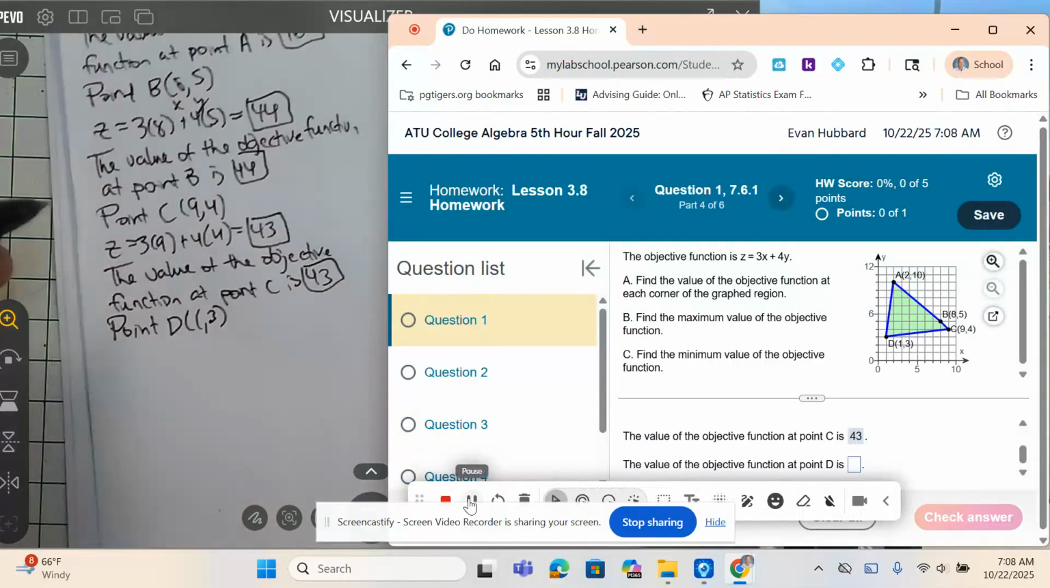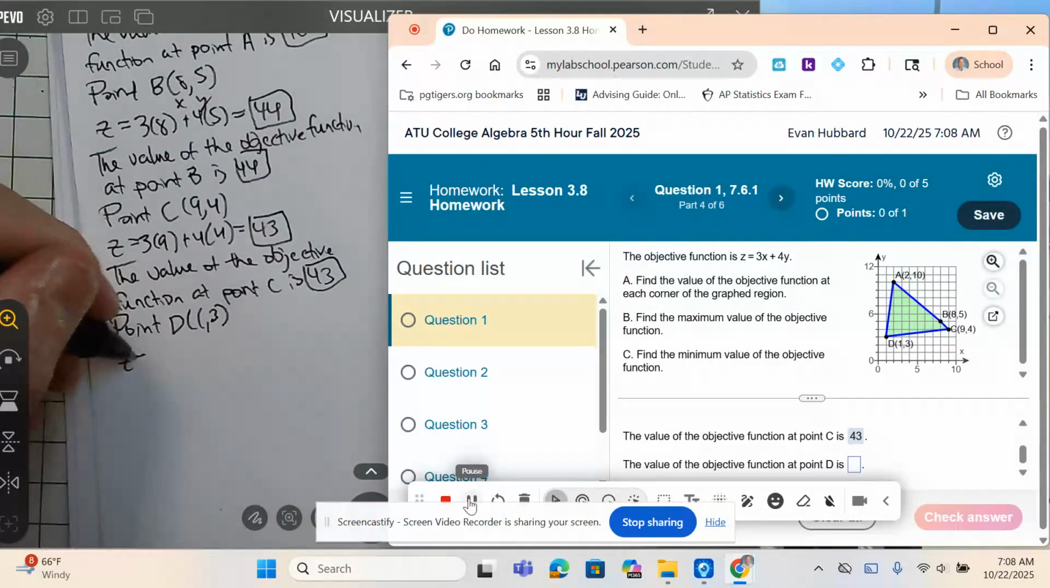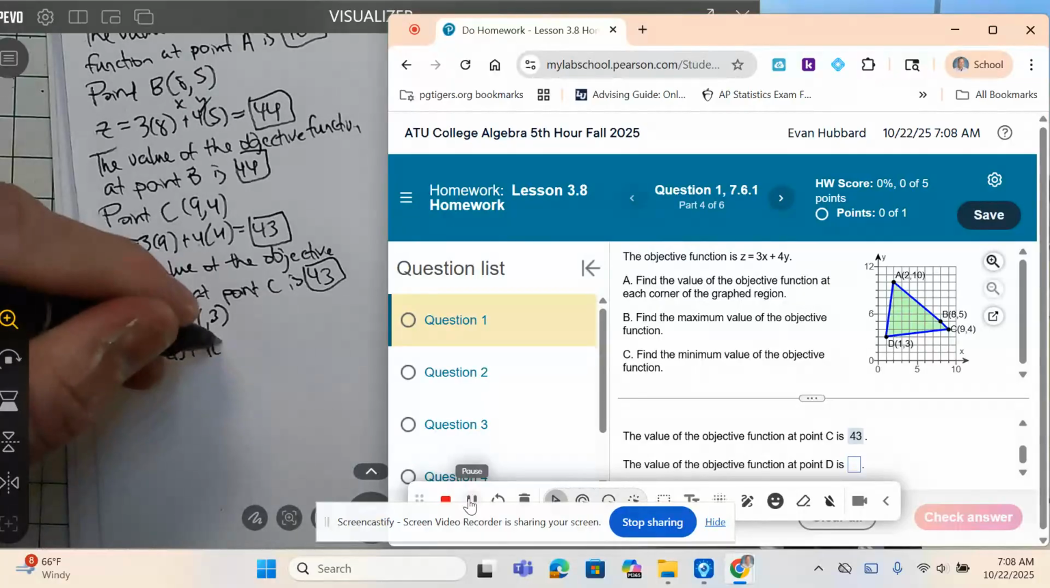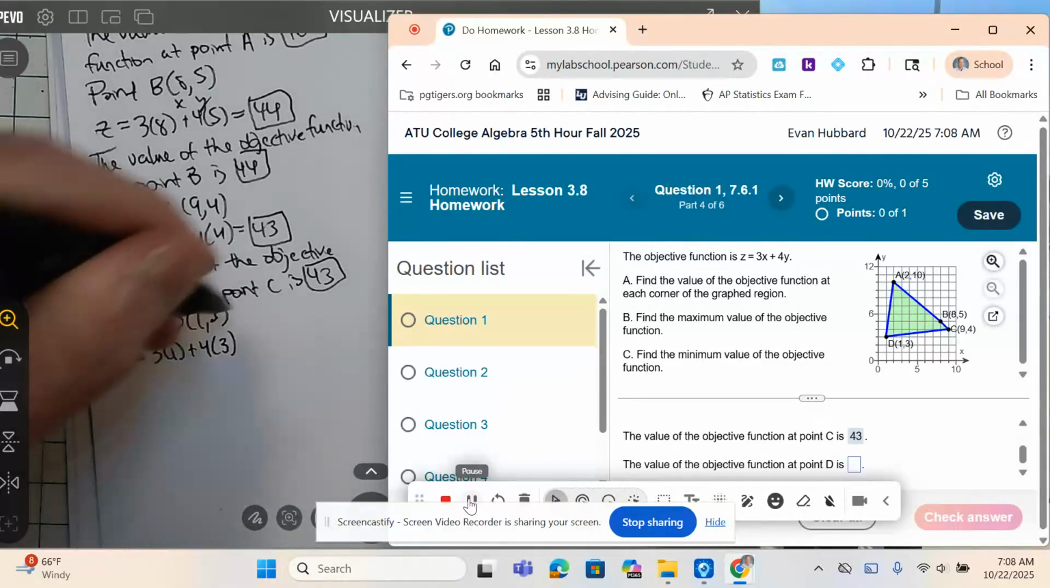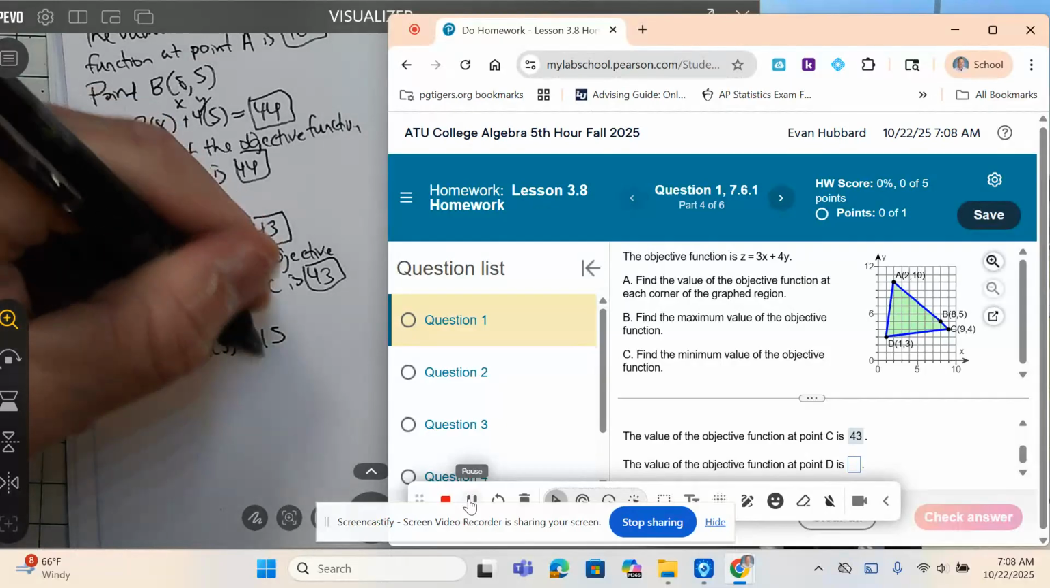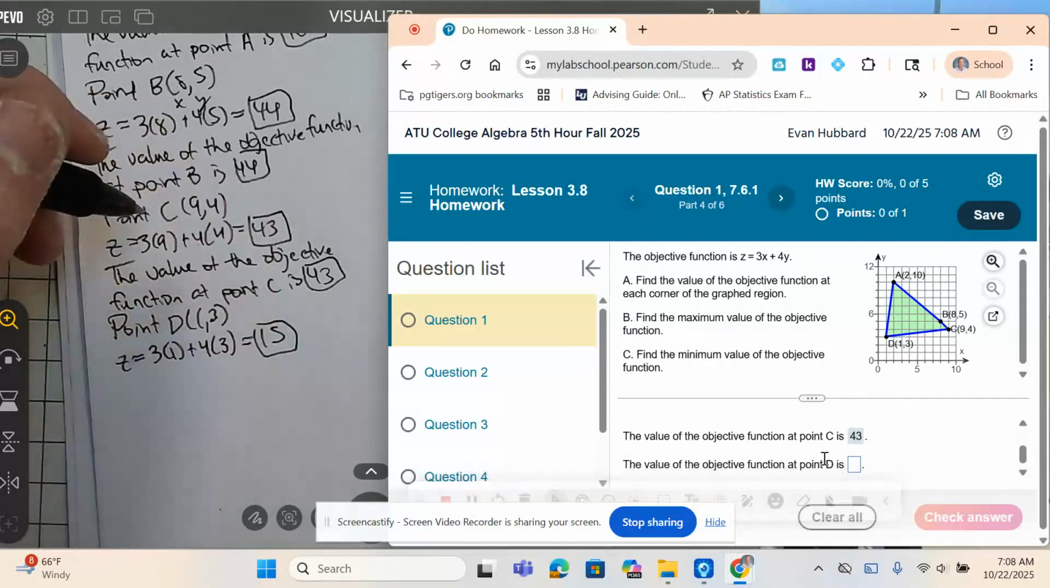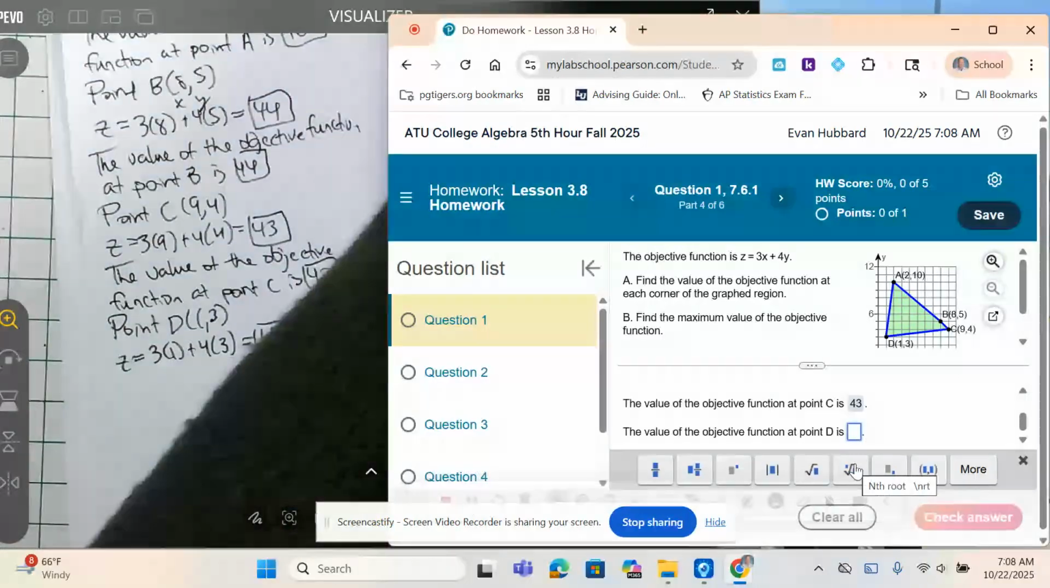Finally, point D is 1, 3. So I'm going to plug that in. So 3 times 1 plus 4 times 3. 3 times 1 is 3 plus 12, 15. So the value of the objective function at point D is 15.